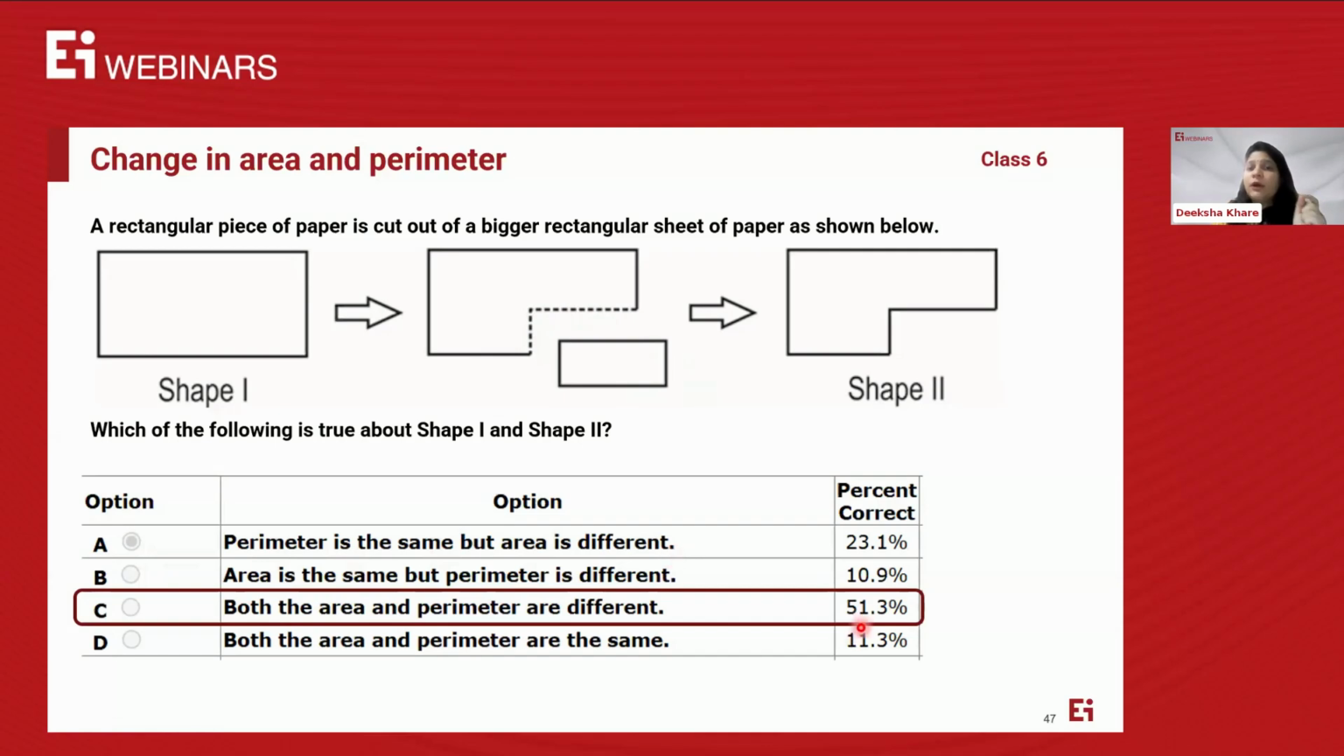But 51%, that means more than half of the students, think that both the area and perimeter are different. Why is this happening? They are correlating area and perimeter. Area has decreased, so perimeter also has decreased. If area increases, perimeter will also increase. Another major misconception that we have seen among students is they think that the larger the area of a shape, the greater is the perimeter, and the smaller the area, the smaller is the perimeter. Is this true? No, this is a misconception.